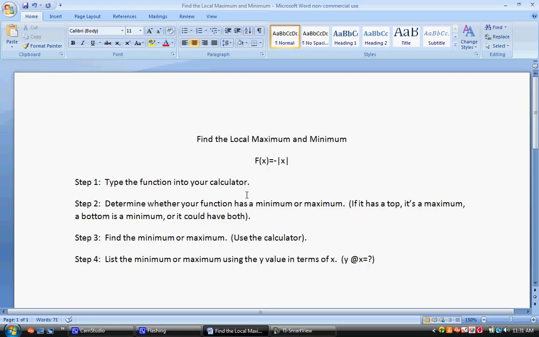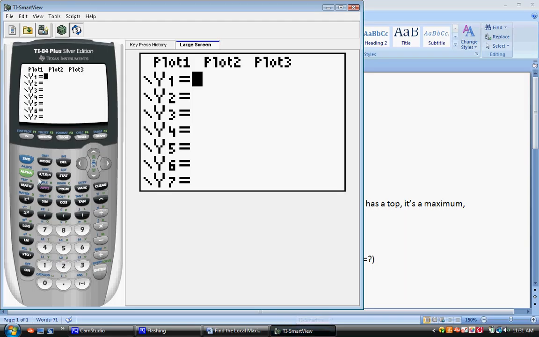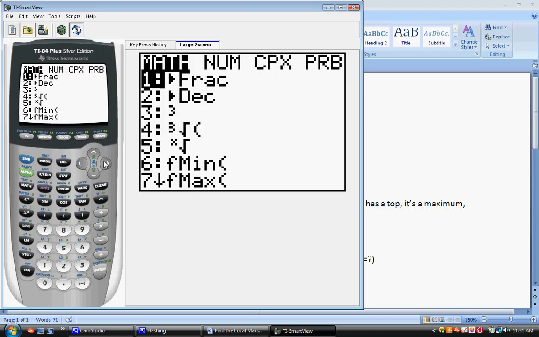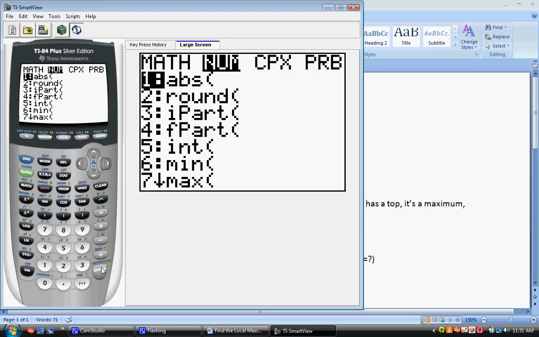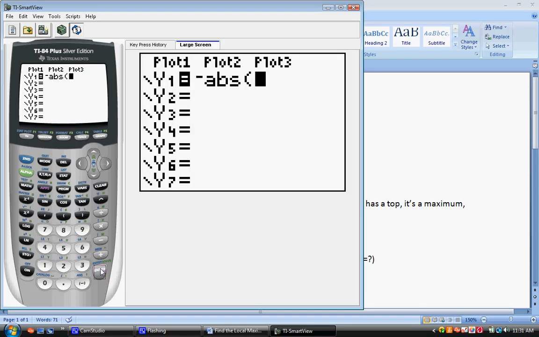So if I wanted to type that one into my calculator, first I would hit Y, type in the negative, and remember that absolute value is behind the math key. Slide over to number. Absolute value, remember, is the very first thing up there, ABS. Since x is the part that's inside the absolute value bars, we'll type the x and close our parentheses to show that that's what's in the absolute value bars, and then hit graph.